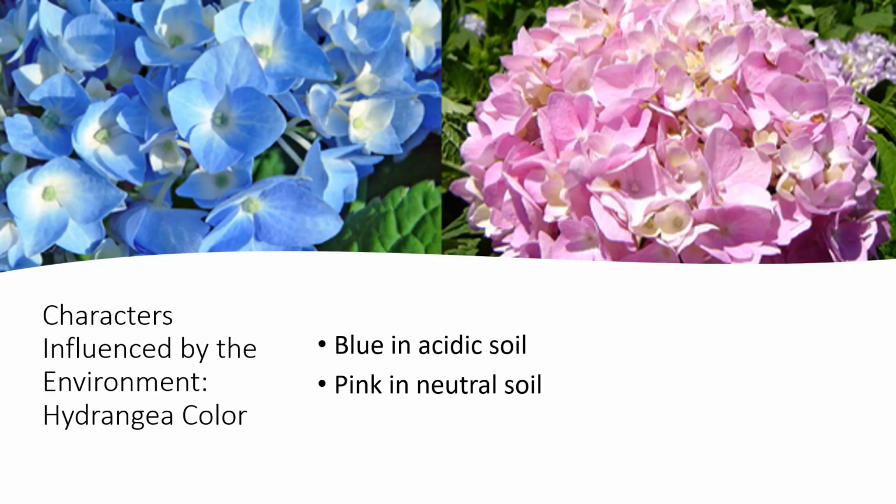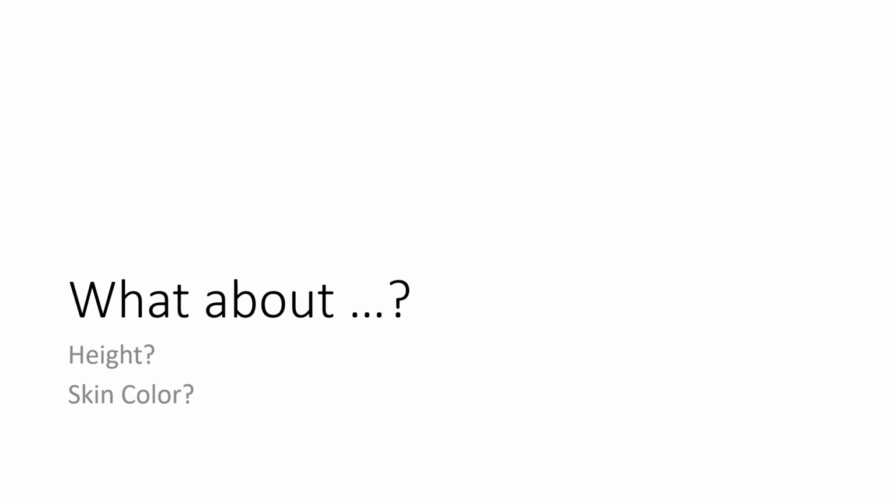Characters influenced by the environment: hydrangea color. You can change the color by making the soil acidic, neutral, or basic, and you'll get a different color produced by the flowers. So what about height and skin color? Remember, those can be influenced by the environment if you think about it. Think about if you drink a lot of milk, or you eat more than your relatives, or the closer you are to the equator, or the farther away you are from the equator. All those things can help influence your height, skin color, etc.